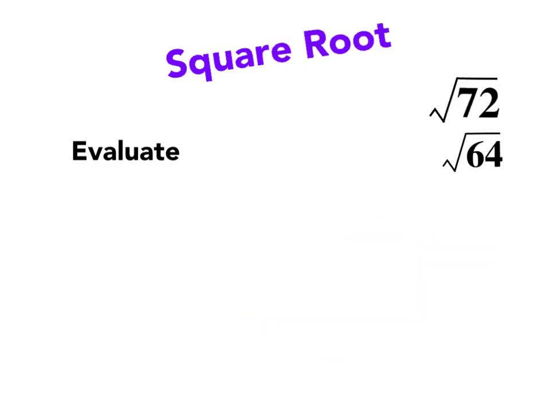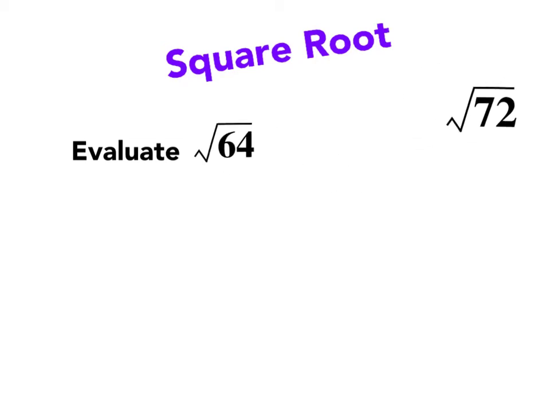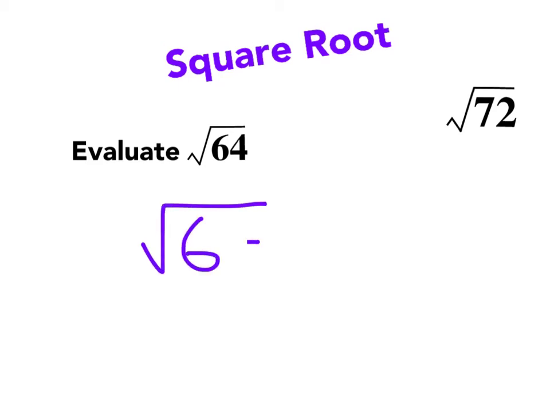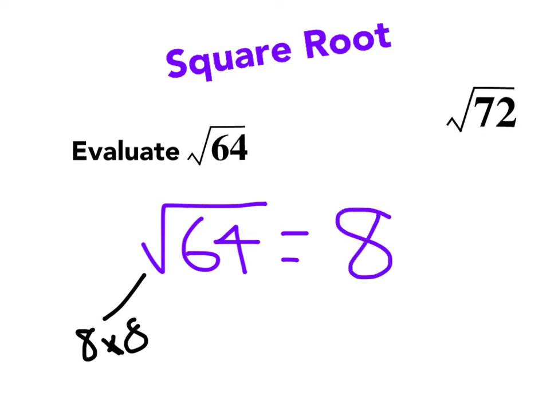Okay, now finding the square root of a number. Again, I have evaluate, and I've popped two examples in here. Let's do 64 first. Evaluate the square root of 64. It's asking us to find the square root of 64. The first thing I want you to be able to do is try a mental calculation in your head. What times what is 64? I can work out that it's 8 times 8. 8 times 8 is 64. Cool, so the square root of 64 is 8.